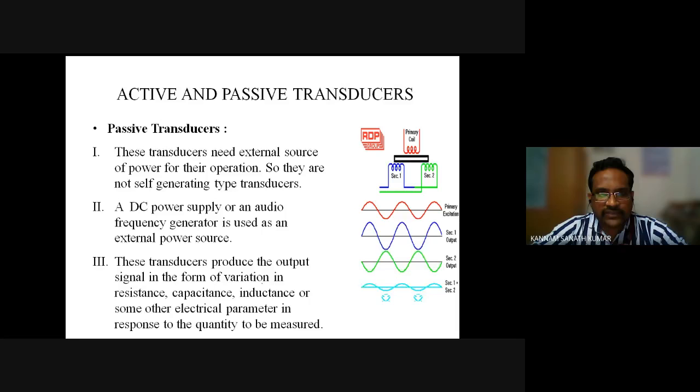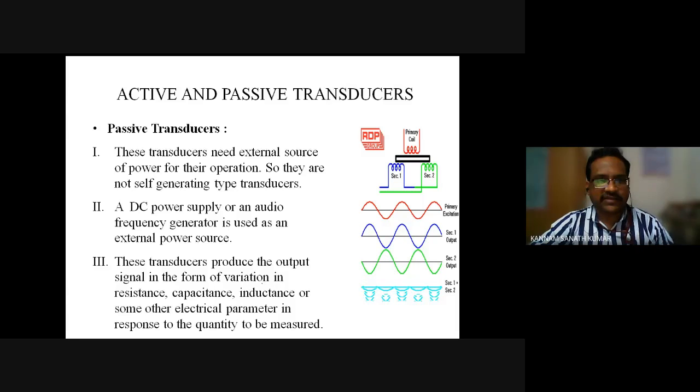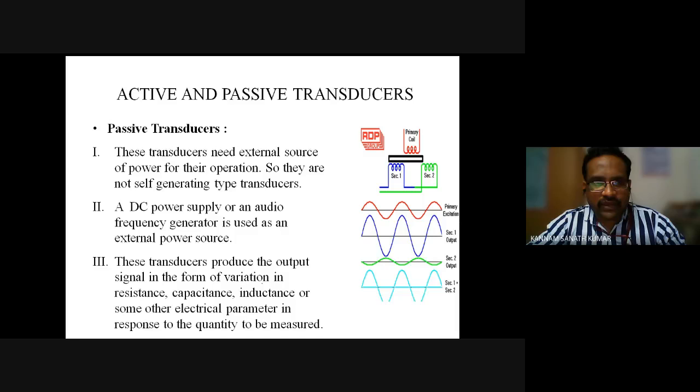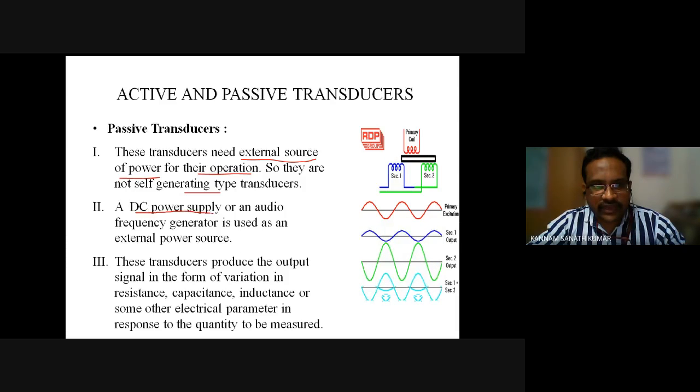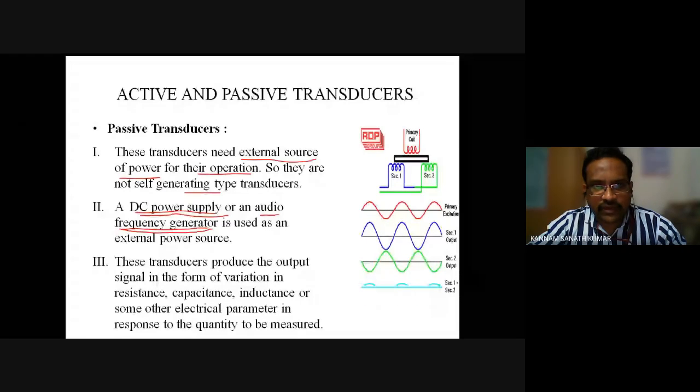Now, passive transducers are like passive elements such as resistor, capacitor, and inductor. For those elements, you need an external power supply. So for the passive transducer also, you need an external source of power for their operation. They are not self-generating. A DC supply or audio frequency generator is used as the external power supply for the passive transducers.